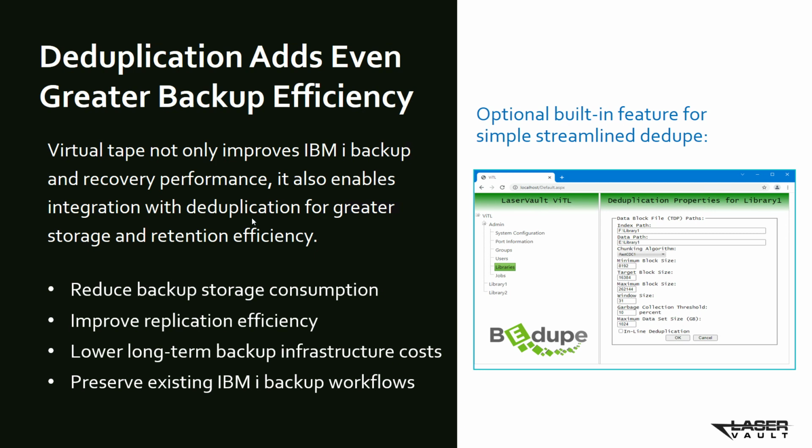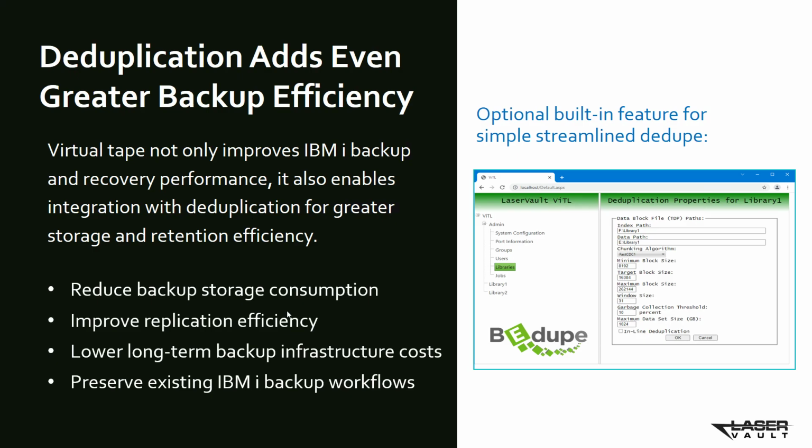So eliminating duplicated data in your backups really is going to reduce storage consumption of your data. It's going to improve replication, since only blocks that are new or changed in the most recent backup are actually replicated. So this gives you a lower long-term backup infrastructure cost, which is pretty important these days with the price of SSDs and storage. This greatly reduces the amount of data that you're having to store as well as replicate.